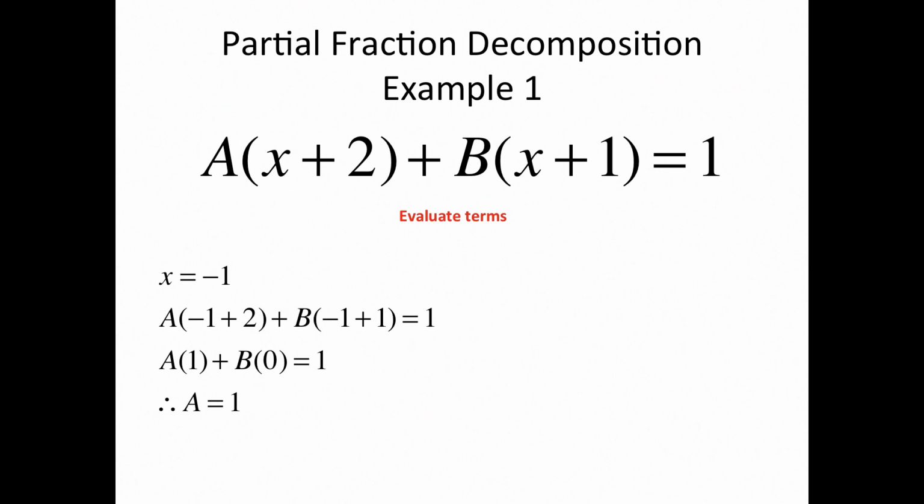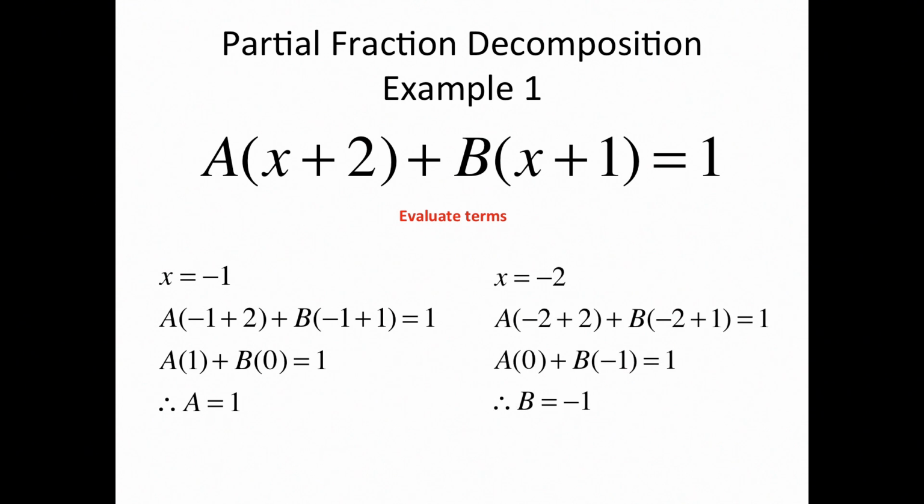You can see in my line of math, it's A with the input negative 1 plus 2, plus B with the input negative 1 plus 1, which ends up going to 0 as seen in the next line. And that equals the right-hand side, or the numerator of the fraction. If you do your math and go through, you figure out that A equals 1.